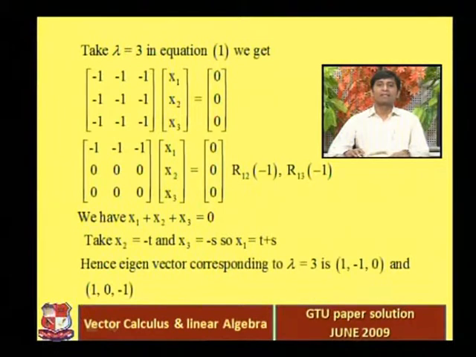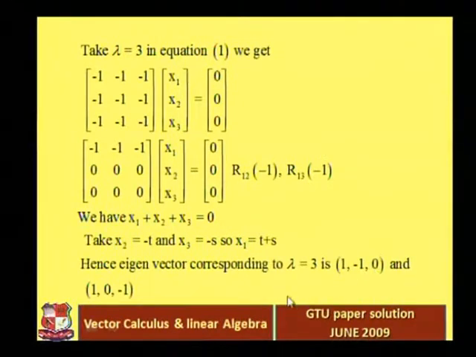So we get two eigenvectors corresponding to lambda equal to 3. The first eigenvector is the coefficient of t in x1, x2, x3, which is 1, minus 1, 0. And the coefficient of s in x1, x2, x3 is 1, 0, minus 1. So these are the two vectors which are eigenvectors corresponding to lambda equal to 3.